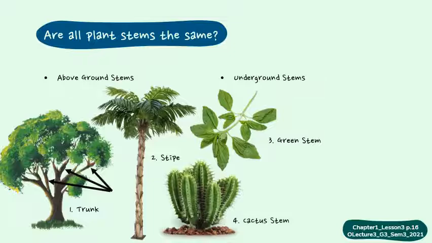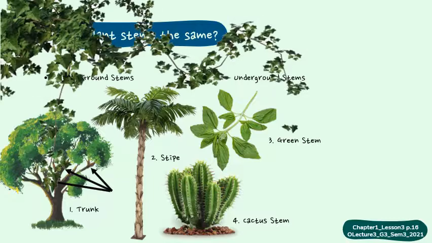Cacti are plants with fat stems. The cactus stem stores water inside. The last type of above-ground stems is the vine. The vine is a climbing stem. It grows on the surface ground until it finds something to get upright. So, the 5 above-ground stems are trunk, stipe, green stem, cactus stem, and vine. What about the underground stems? There are 2.